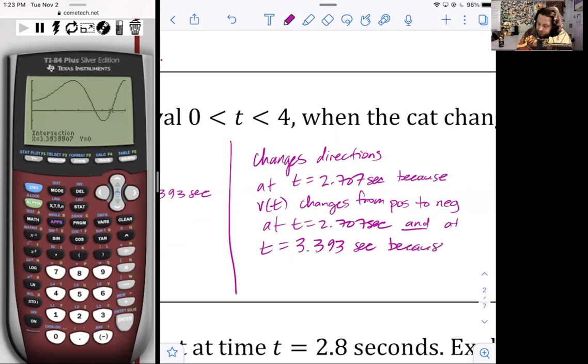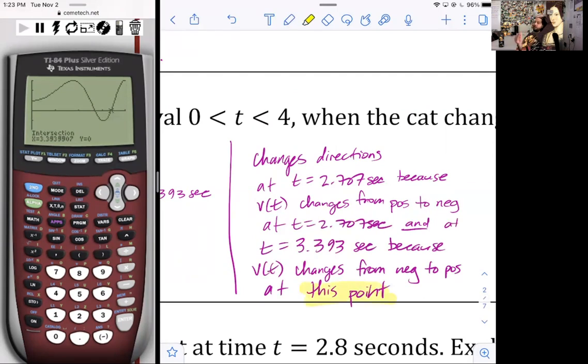Because v of t changes from negative to positive at this point. So I went ahead and varied it a little bit there. If you want to use a pronoun judiciously, you can.